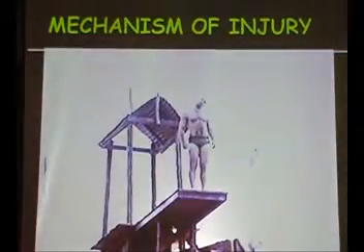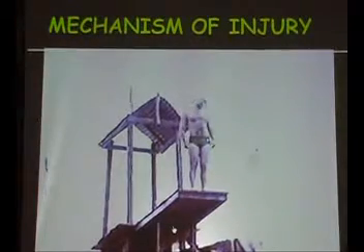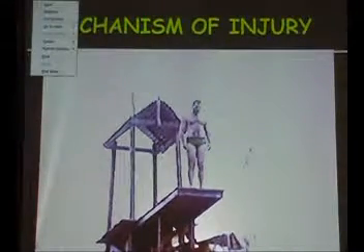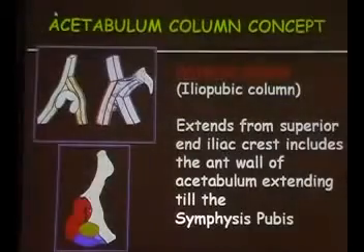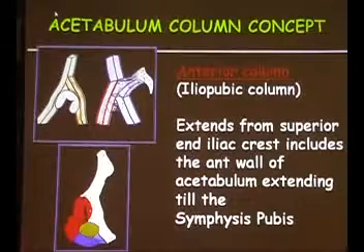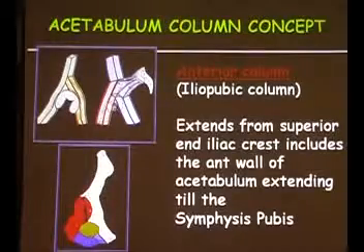Then you have a posterior column which starts from the behind and goes to the inferior pubic ramus. That's the posterior. This is the anterior, this is the posterior.